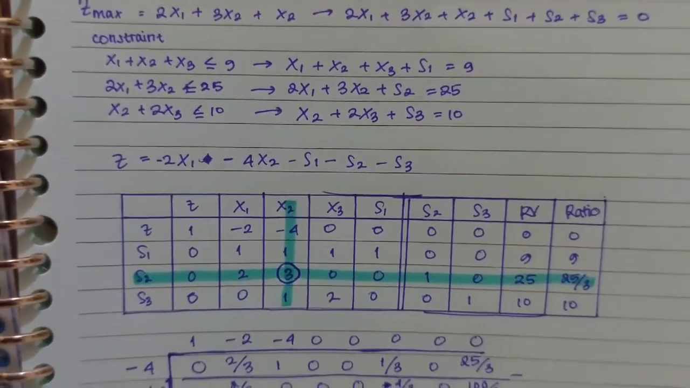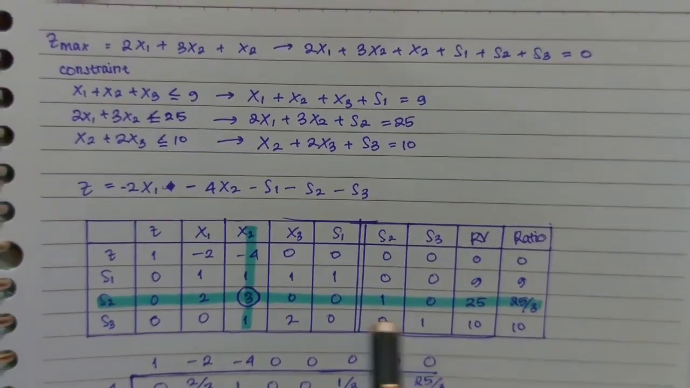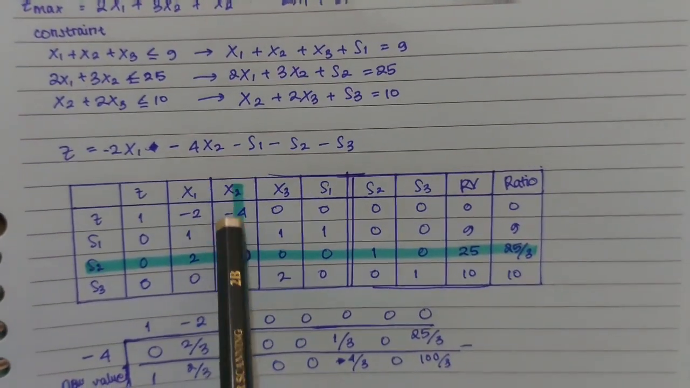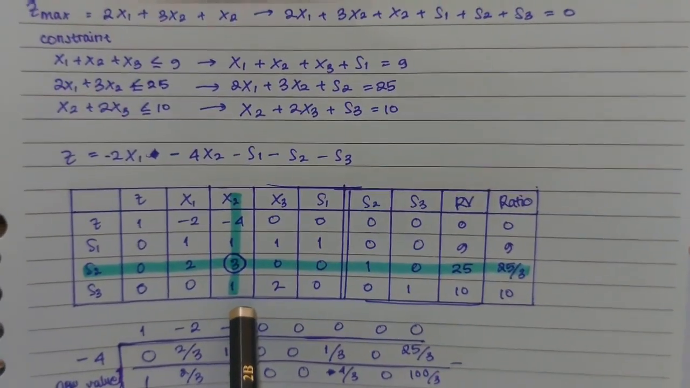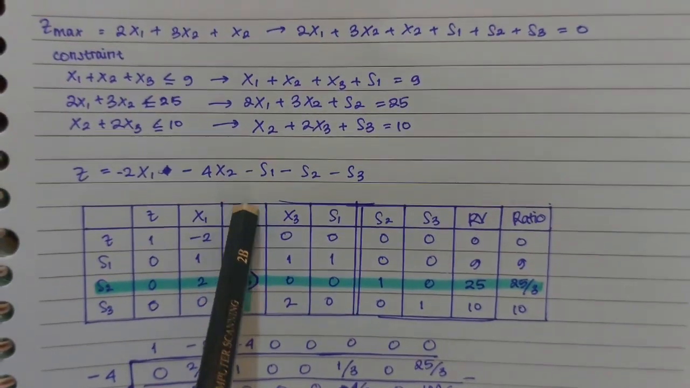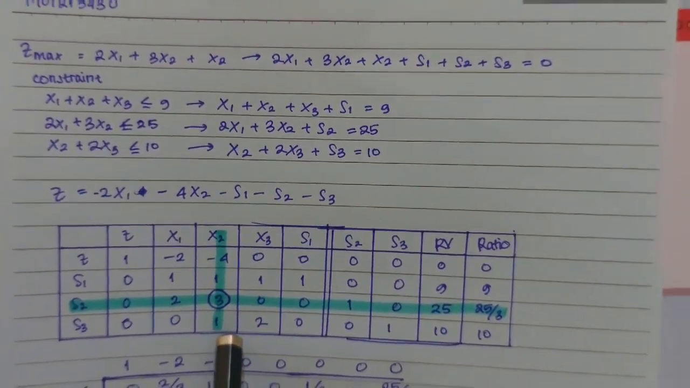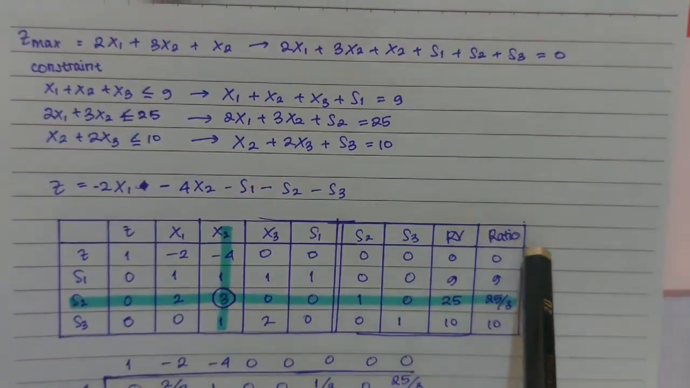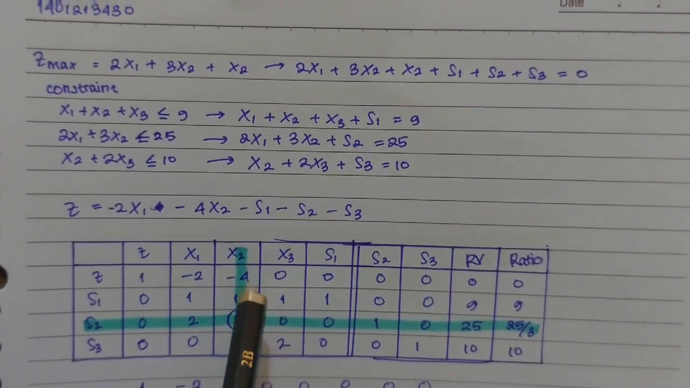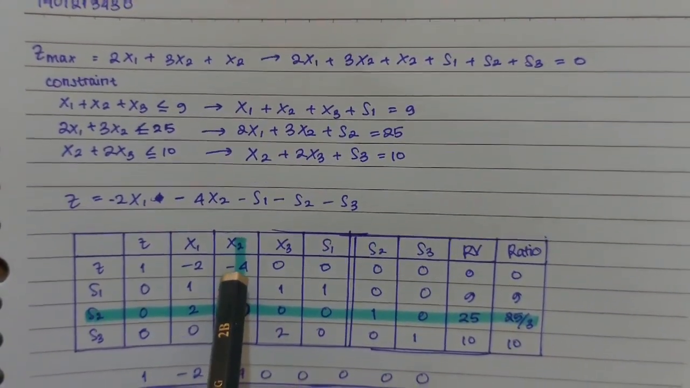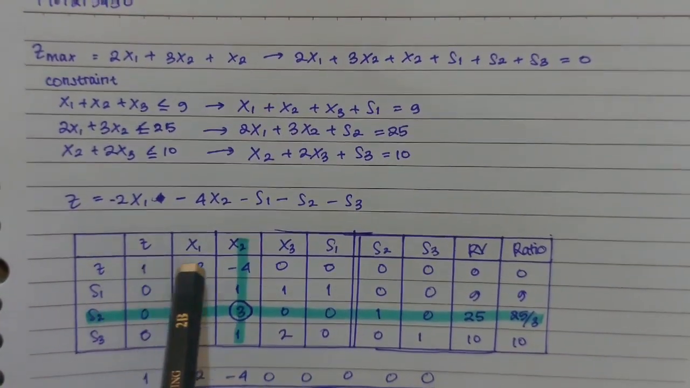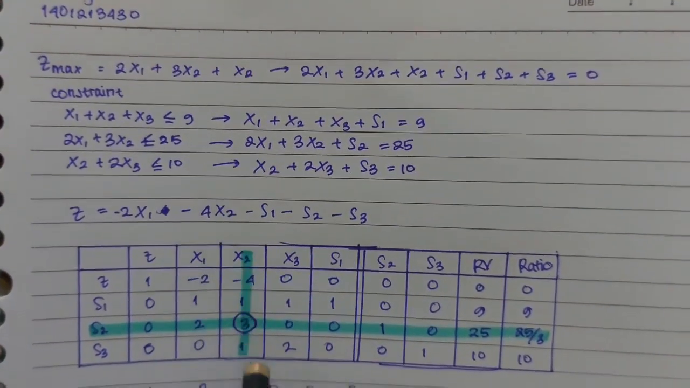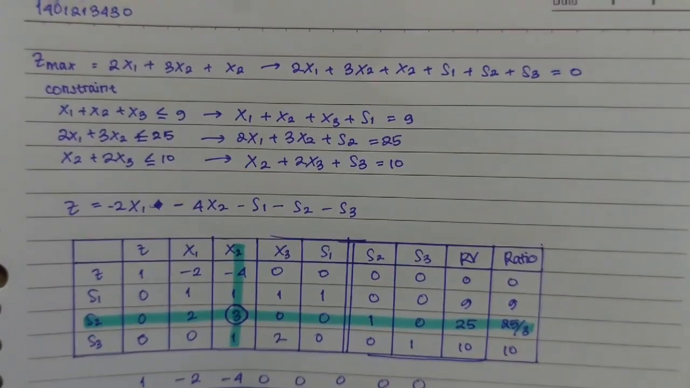After that, we should find the key column. This is the key column. You might be asking why this is the key column. Why is there a green highlight here? To find the key column, we identify which one is the smallest value. And we find here it is -4. This is the smallest value, so we highlight this, and this becomes the key column.